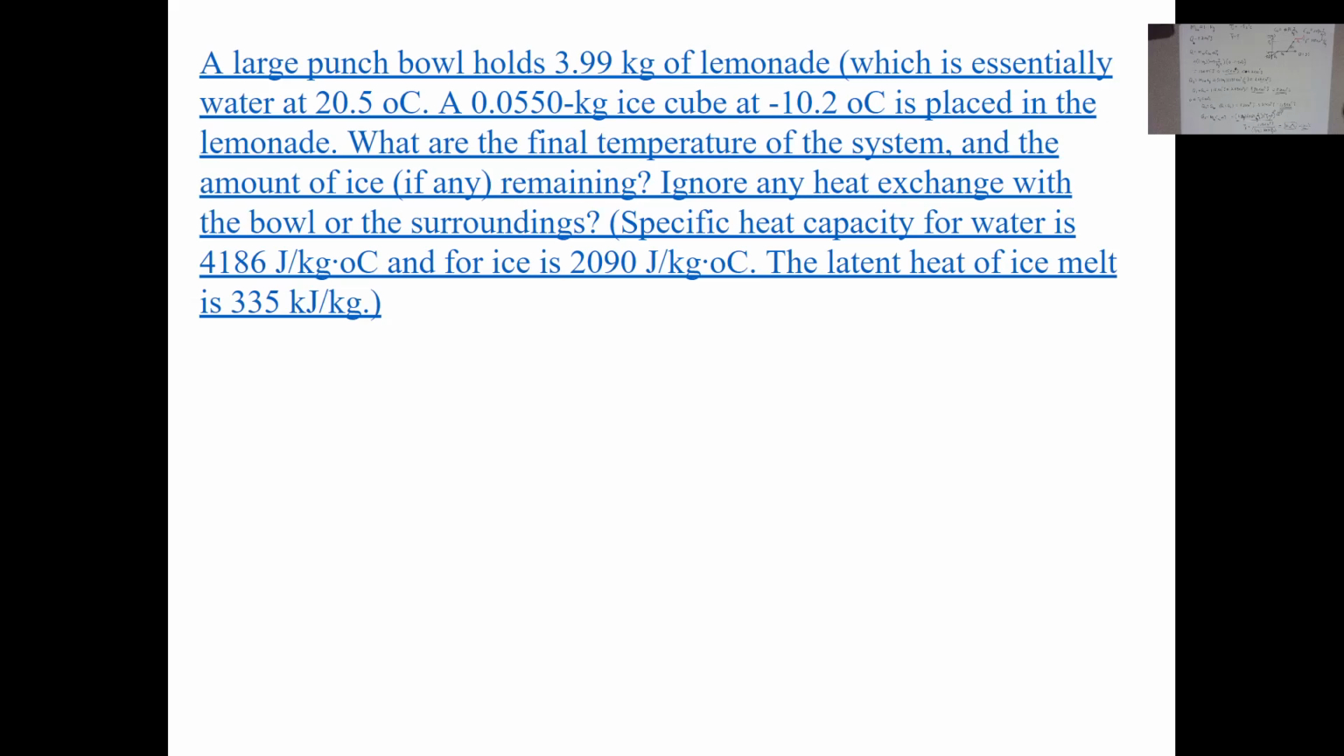So it says ignore any heat exchange with the bowl and the surrounding. So that means we are going to assume there's no heat exchange to the surrounding. It tells you specific heat capacity for water is 4186 again, joules over kilogram times degrees Celsius. And for ice is 2090 again. The latent heat for ice melt is 335 kilojoules per kilogram. Okay, so the same numbers.